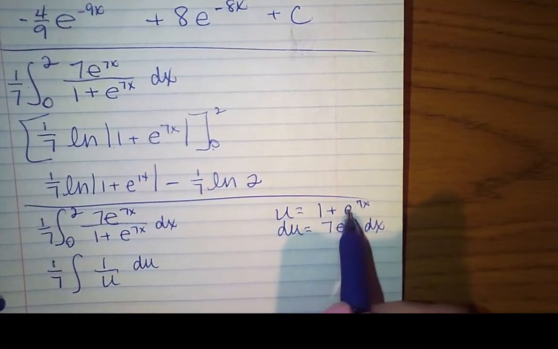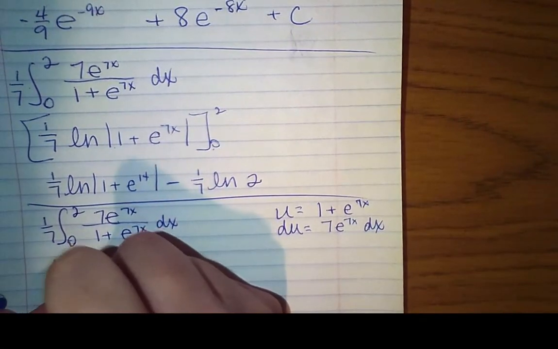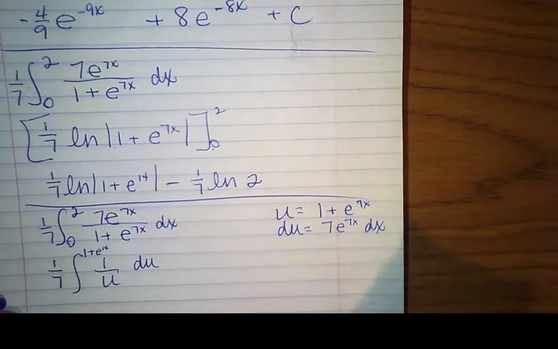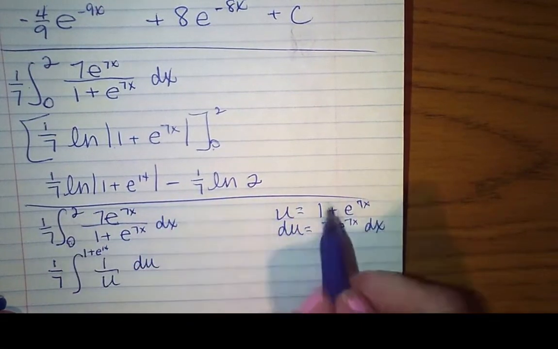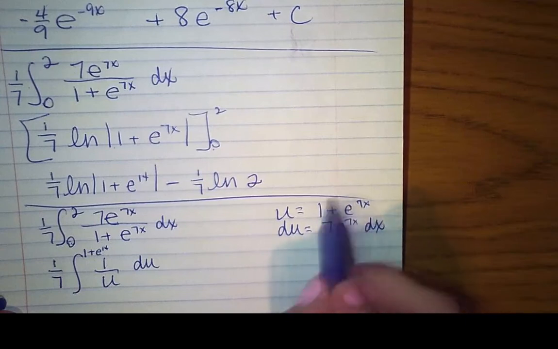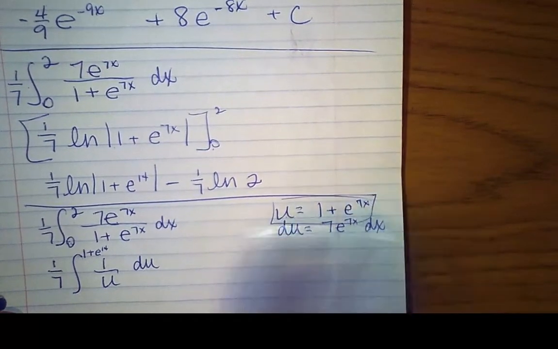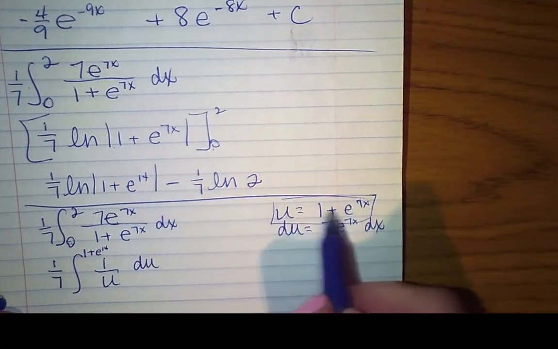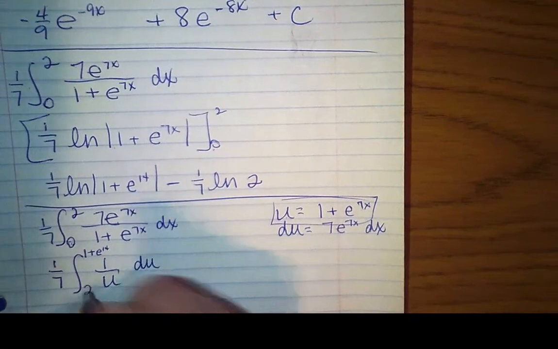I get a 1 plus e to the 14th. Okay, so this becomes a 1 plus e to the 14th. What happens if I shove in a 0? So all I'm doing is evaluating what this is in x world to find out what it is in u world. So always shove it in here. All right, so if I shove in a 0, I get 1 plus e to the 0, which is 1 plus 1, which is 2.